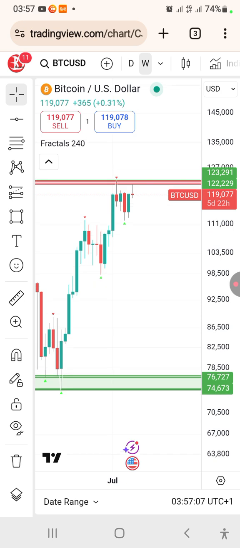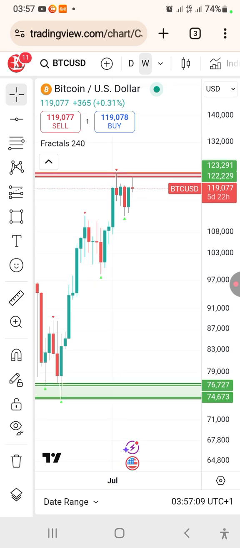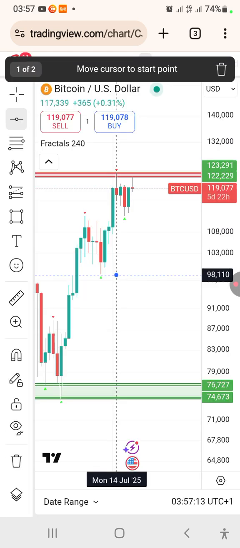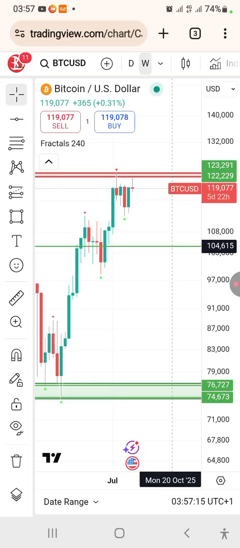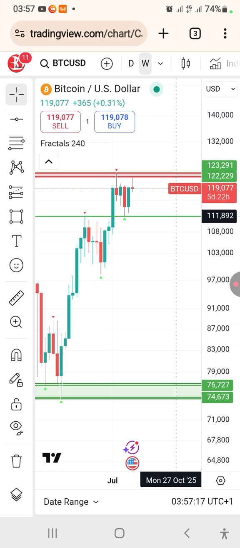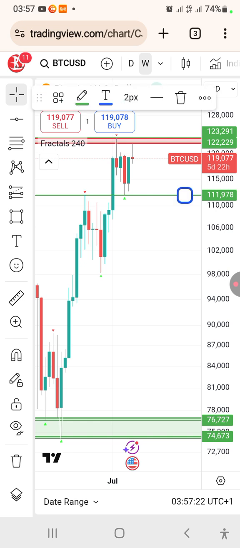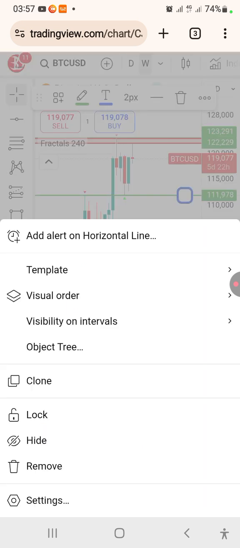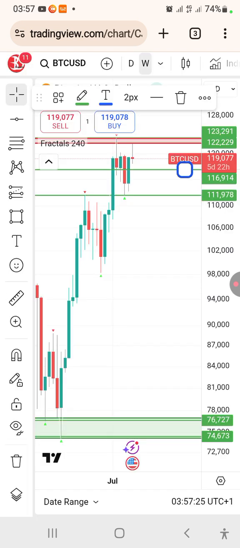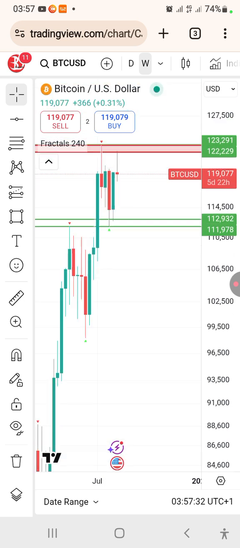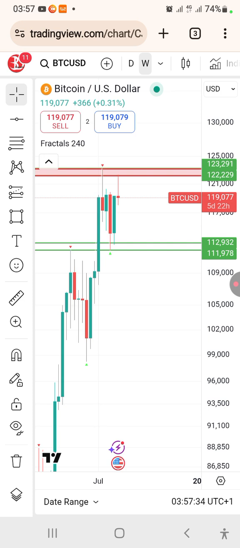So now let me just use the horizontal line so that it will be easier for us. Use the horizontal line, fix it on the first shadow, go up, duplicate it, then this is on the second shadow. Now we are waiting for the market to come here.